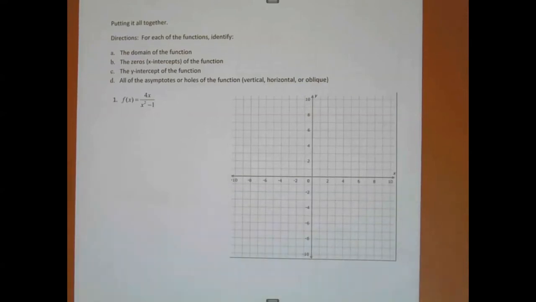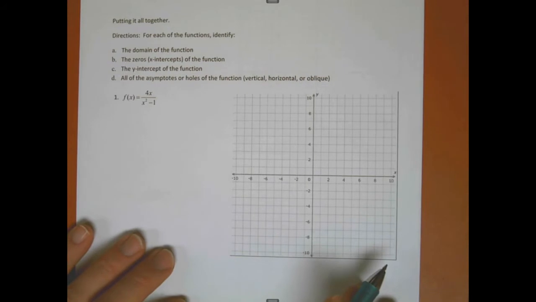Okay, here we're going to put everything together that we talked about with our asymptotes and try to graph these functions. So when you do that, we're going to use a graphing calculator, but we are also going to just do this by stating the vertical asymptotes, the horizontal asymptotes, and any slant or oblique asymptotes.